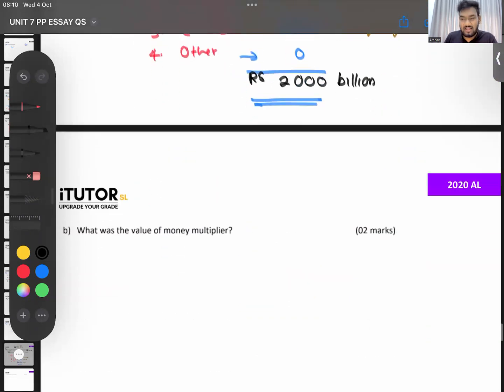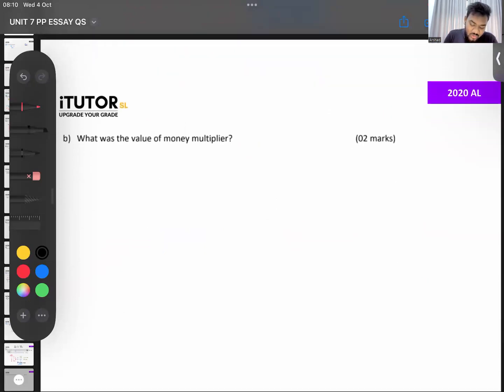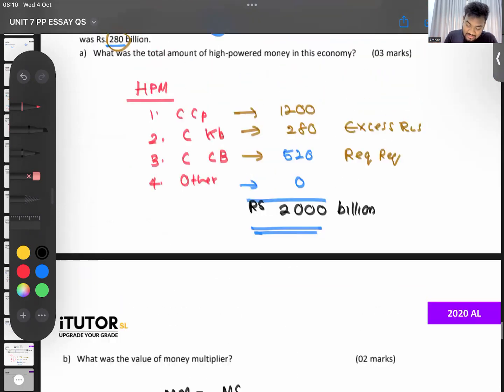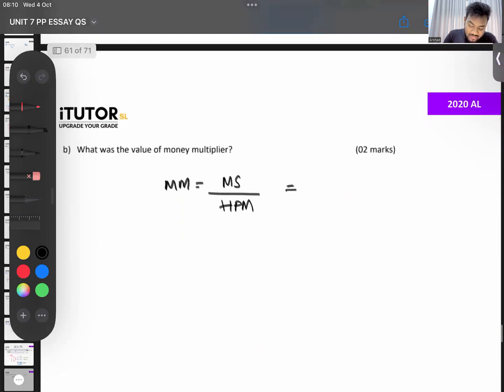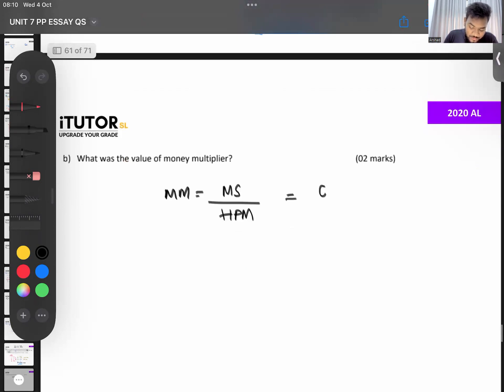Going to B. What is the value of money multiplier? How do you calculate money multiplier? Money multiplier is money supply divided by high powered money. Guys, money multiplier and deposit multiplier are two different things. So money supply is how much? 6,400. Our high powered money that we got was how much? 2,000. So 6,400 divided by 2,000, you get 3.2.